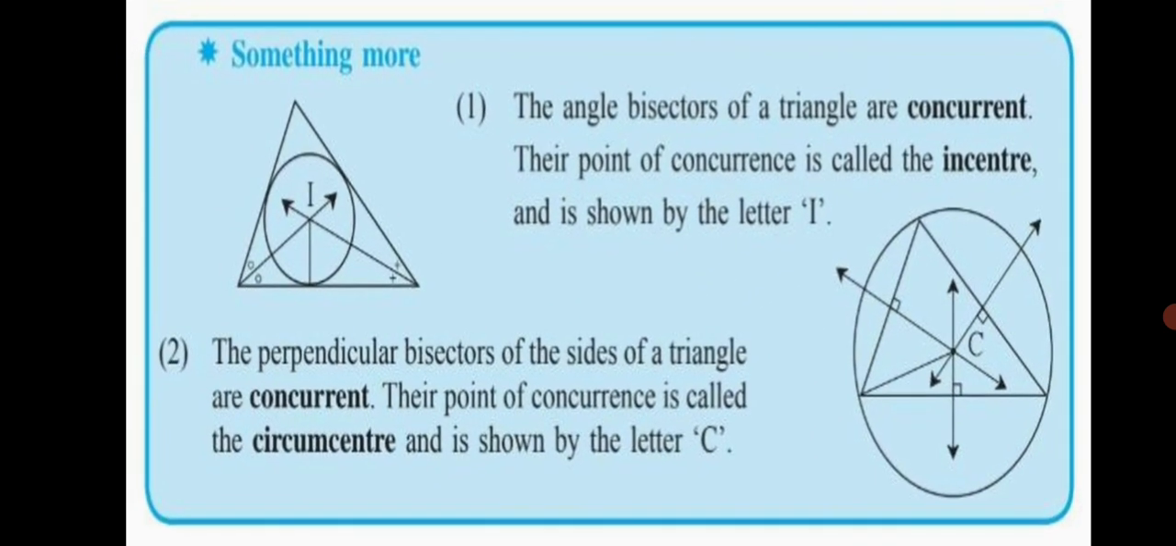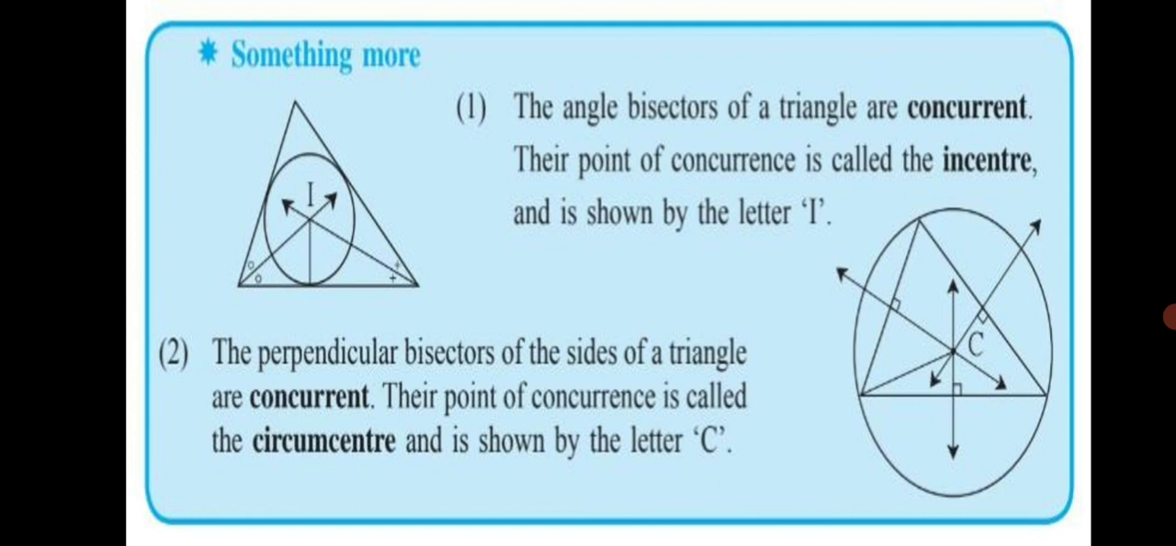What have we learned? The angle bisectors of a triangle are concurrent. That means they meet at one point. The point of concurrence is called the incenter, as shown here, incenter, and is shown by the letter I. This is with regards to angle bisectors.